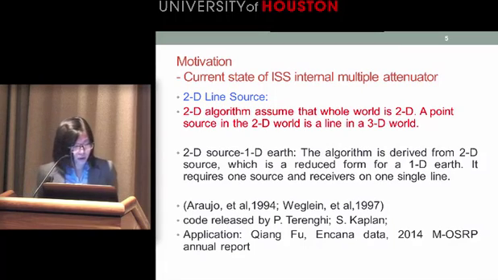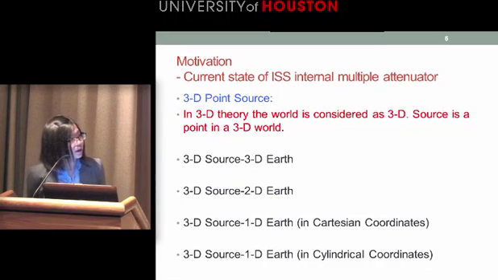And for a more realistic and more complete acquisition in the real world, we have to consider the 3D source. So in this presentation, we will reduce the 3D ISS attenuator, which means we assume the 3D source at first. And here is a brief concept of the 3D point source. In the 3D theory, which here means our 3D attenuator, the world is considered as 3D. So the source is a point in a 3D world.